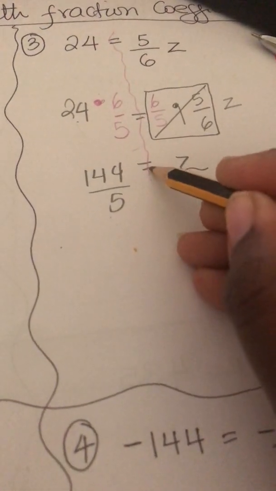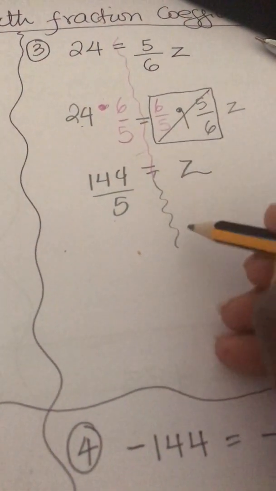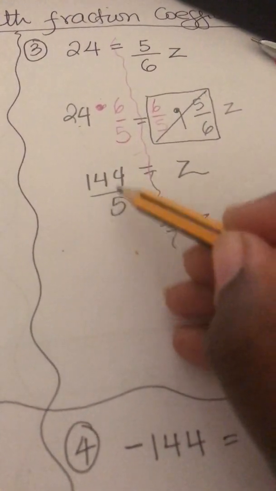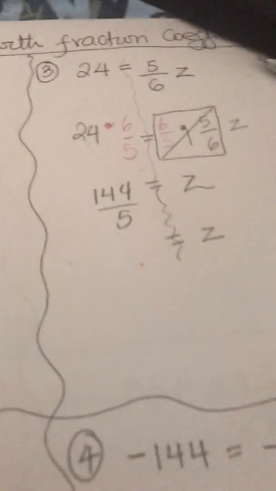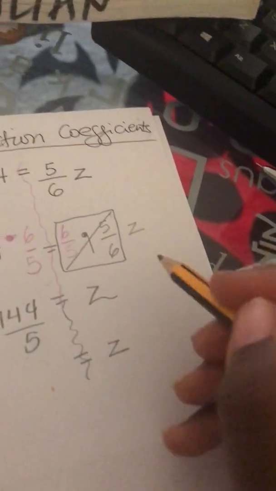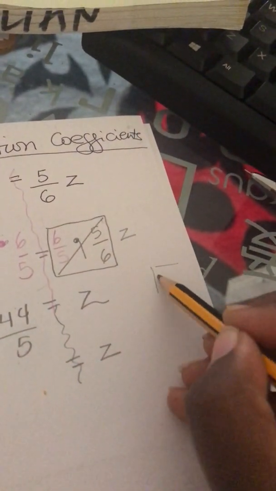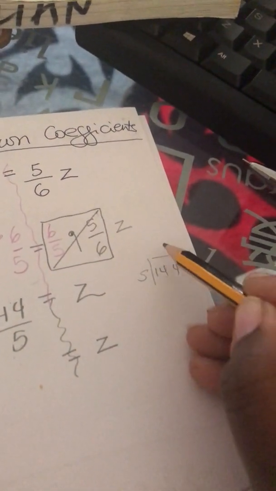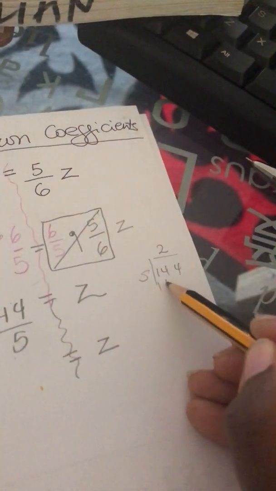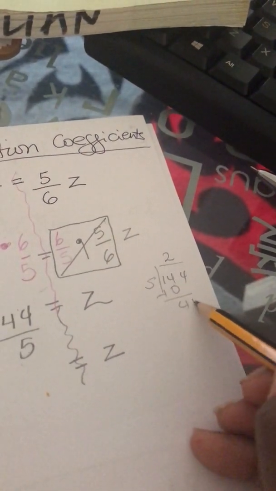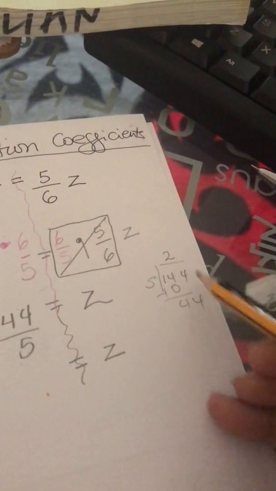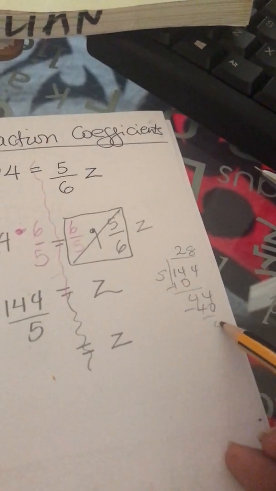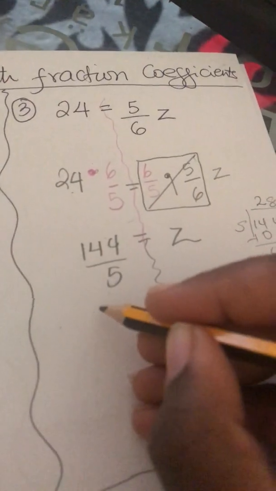You can simplify. You have to simplify. So we continue. z equals how many? How many 5s go into 144? So I do my long division. 144 divided by 5. 5 goes here 2 times to give me 10. I get 44. 5 goes here 8 times to give me 40. I minus, I get 4. So my answer is 20.